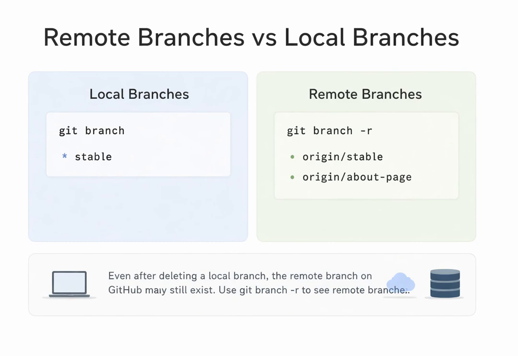Your local machine and GitHub are separate. So after Amit deletes his About page branch locally, if he runs git branch, he only sees stable. But if he runs git branch -r, the -r flag stands for remote, he'll see that origin/about page still exists on GitHub. The remote branch is still there. This is important to understand. Local and remote branches are managed independently. You have to explicitly delete the remote branch as well if you want it gone from GitHub.